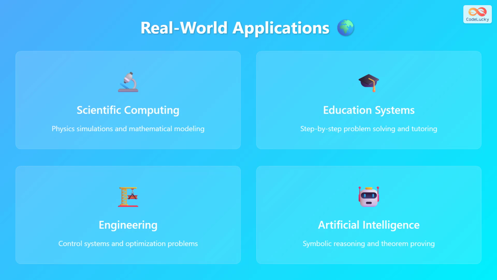Computer algebra has numerous real-world applications. In scientific computing, it's used for physics simulations and mathematical modeling. In education systems, it provides step-by-step problem-solving and tutoring. In engineering, it's applied to control systems and optimization problems. And in artificial intelligence, it enables symbolic reasoning and theorem proving.